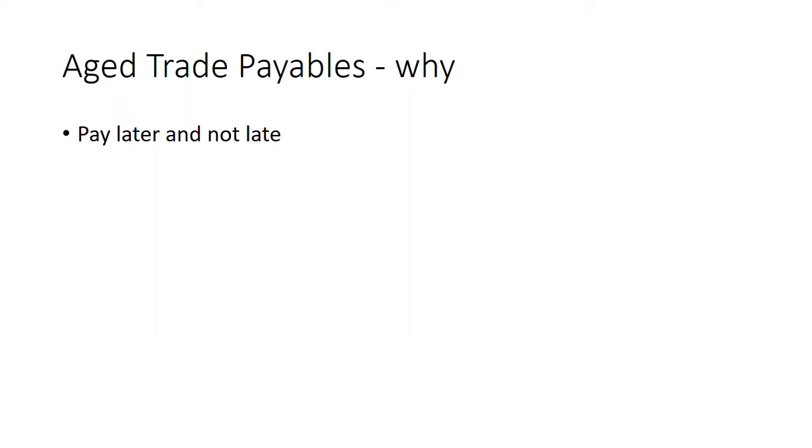Aged trade payables then. So that's what we've now got, this purchase ledger, and we've got some aged trade payables in here. This is on page 58. Why would we do that? Well, again, I come back to this idea that we're playing a game, aren't we? We're trying to pay later but not late. So we want all the terms of our suppliers all put into this sales ledger.